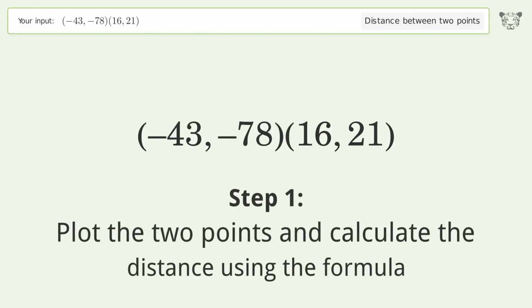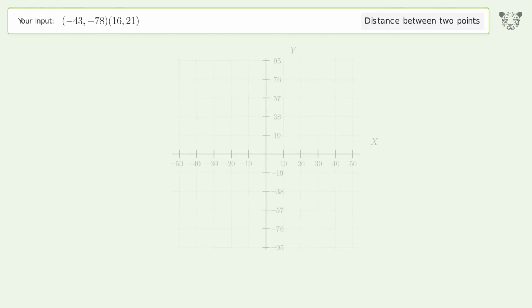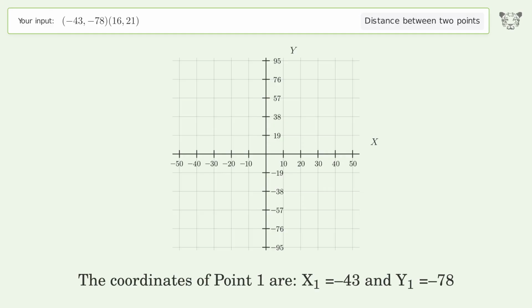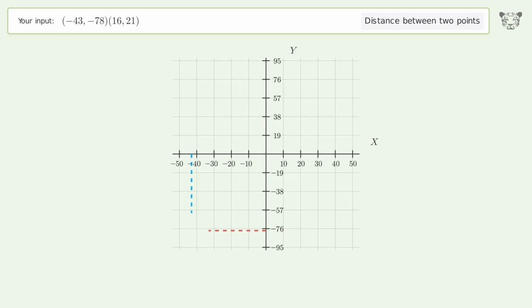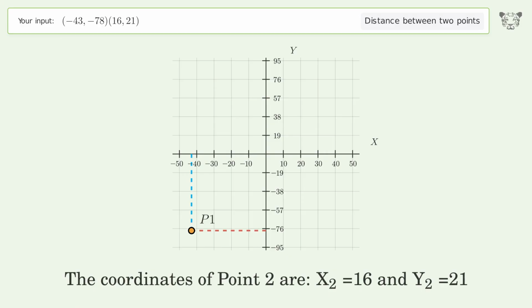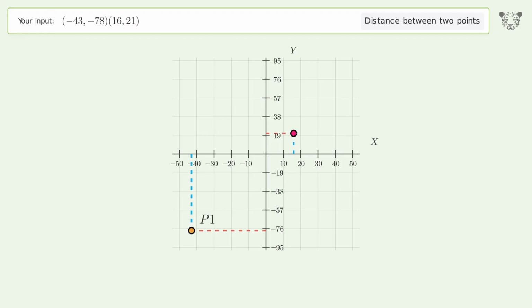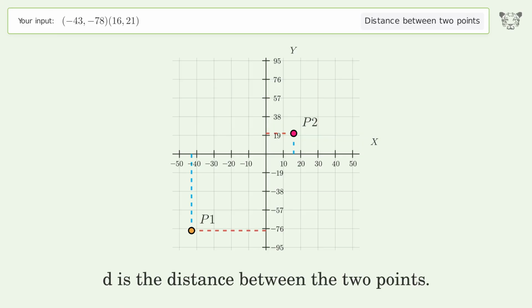Plot the 2 points and calculate the distance using the formula. The coordinates of point 1 are, x1 equals -43 and y1 equals -78. The coordinates of point 2 are, x2 equals 16 and y2 equals 21. D is the distance between the 2 points.